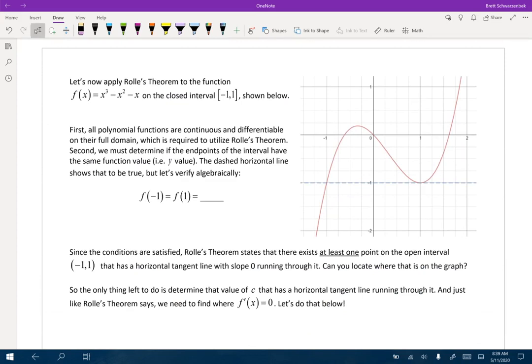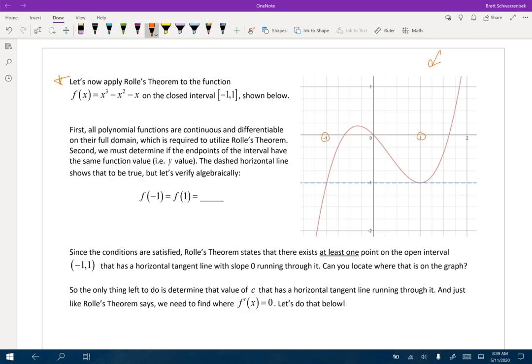It says, now let's apply Rolle's theorem to the function f of x equals x cubed minus x squared minus x on the closed interval -1 to 1. Okay, so if you look at the graph over here, this is the graph of that third degree polynomial function, and it is going from -1 to 1. Note there are extra pieces on the graph. So what they're saying is they want you to basically analyze this from -1 to 1.